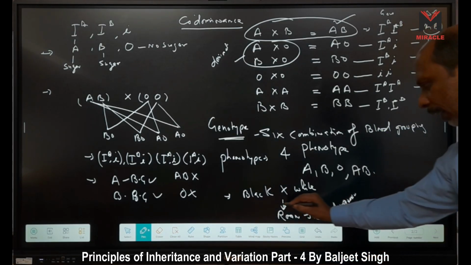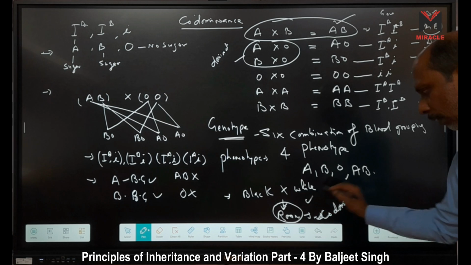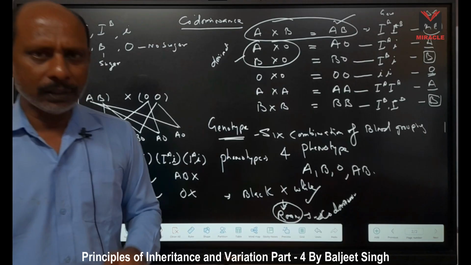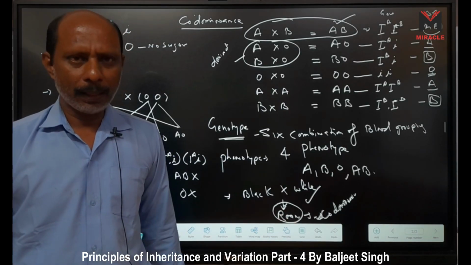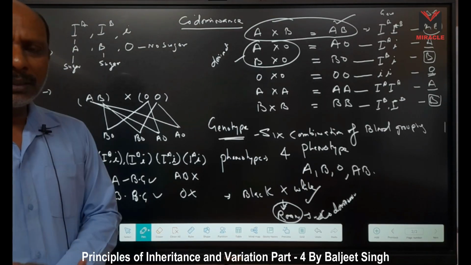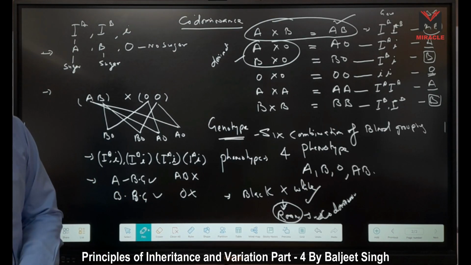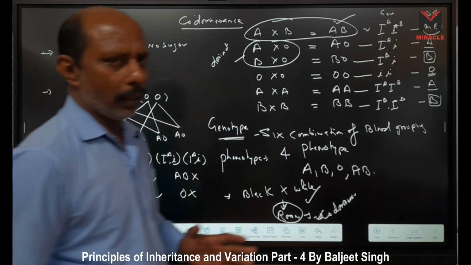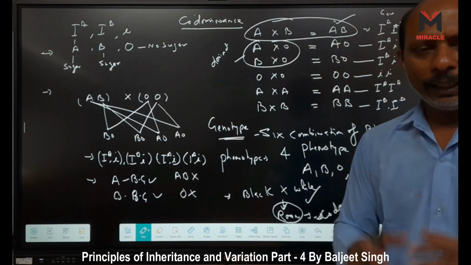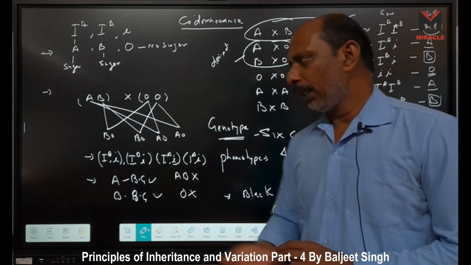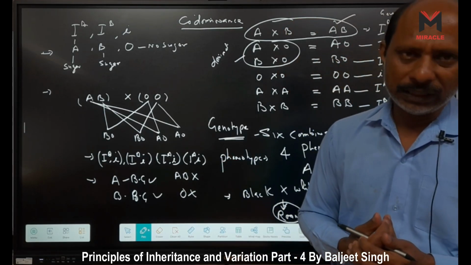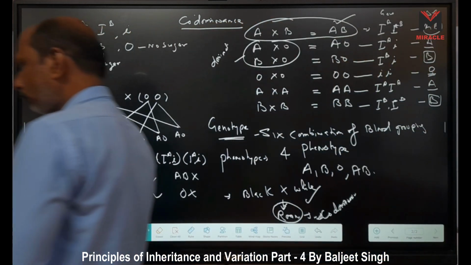So roan color means when we cross between a black and a white cow, then in F1 generation we get all the cows in roan color, right? And that is the example of codominance. Another one is incomplete dominance. Do you understand the difference between the two? In case of incomplete dominance, an intermediate form is formed. But in case of codominance, both phenotypes are present in F1 generation. Okay.